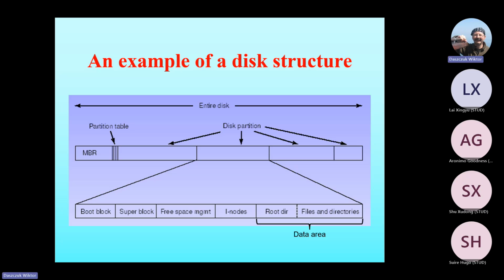Free space management. It is this table, a bitmap of free and allocated blocks here, but only for the data area, for this area. Inodes are treated separately because it's a table, so we know the size of this table, and free inodes are threaded to some list, and in the super block we have the pointer to the first free inode.